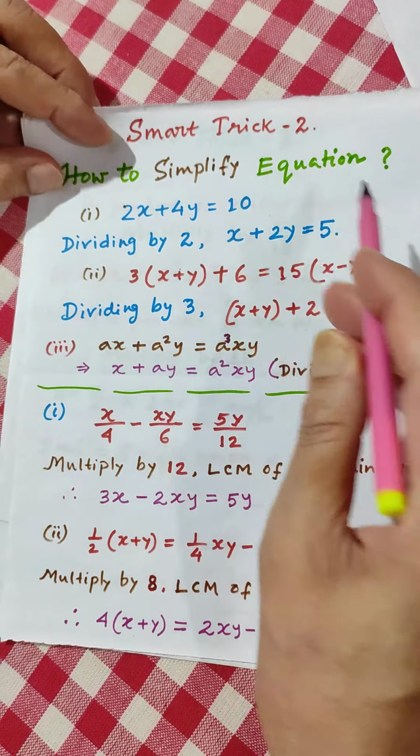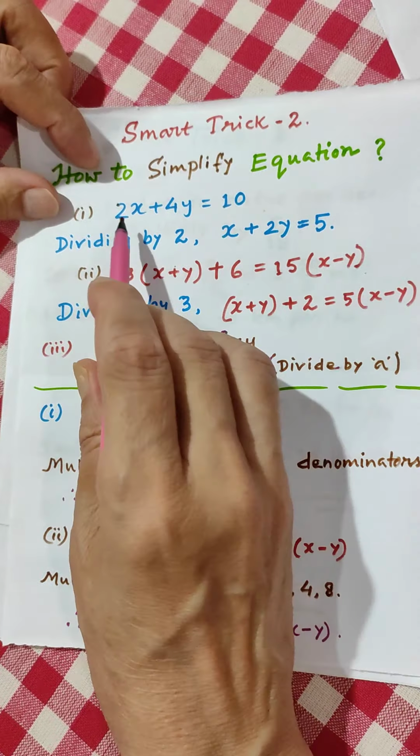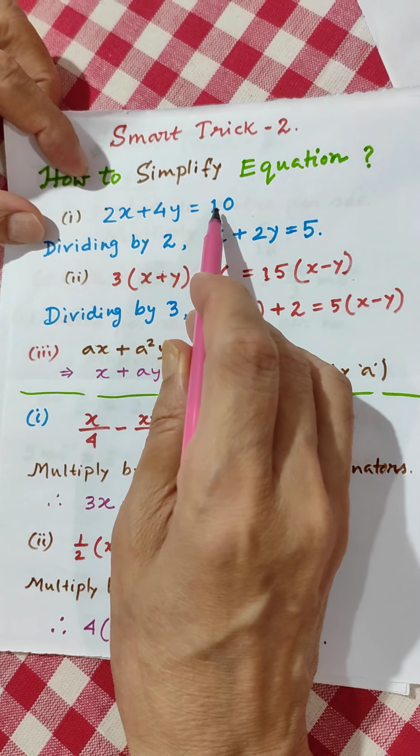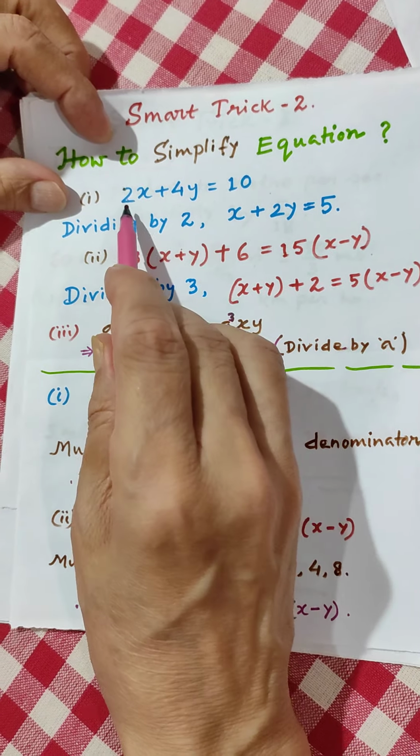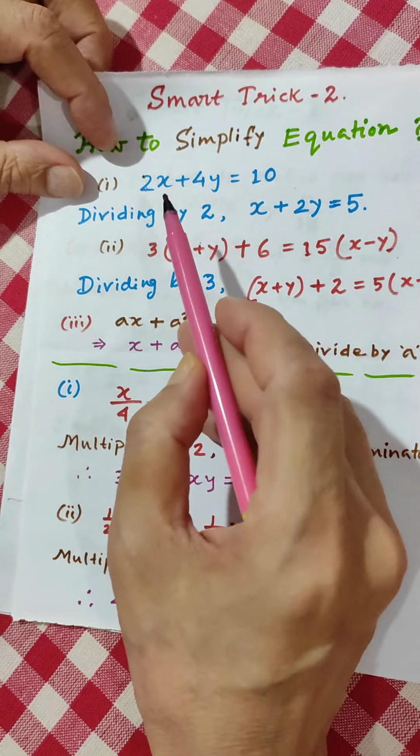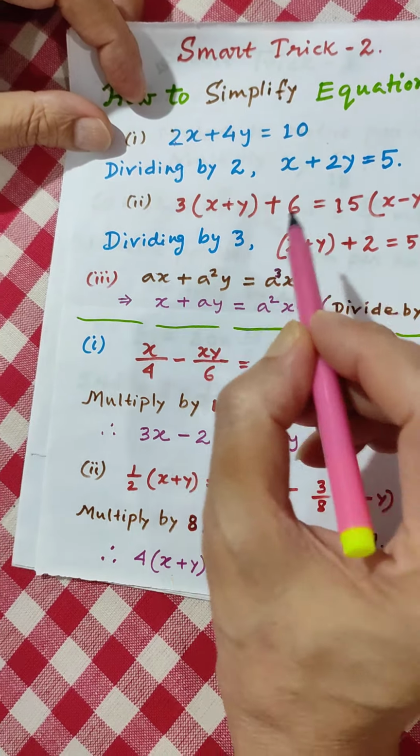Now how to simplify equation. Now look at this equation: 2x plus 4y equal to 10. Now we can reduce these numbers. We can make them smaller: 2, 4 and 6. Now 2, 4 and 6, they have a common factor 2.